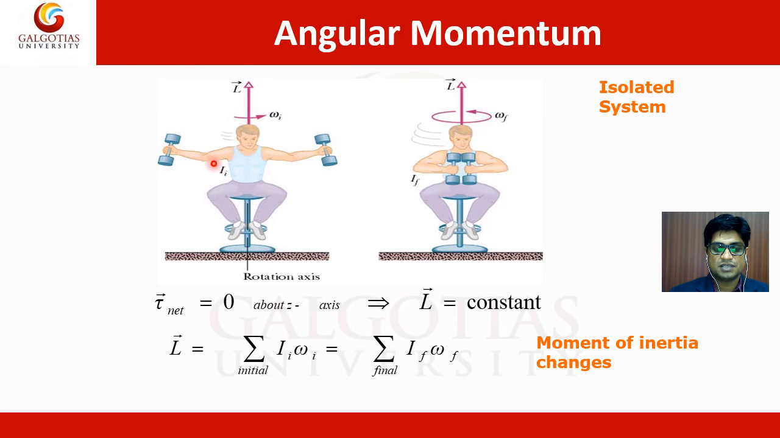So when he opens his hands, I, meaning mr square, the moment of inertia, will be high. We know that I is the moment of inertia, and it depends upon the radius. If he opens his hands, the radius will be this much. So if one quantity is high, then the second quantity will be low, because the product of these quantities is constant.